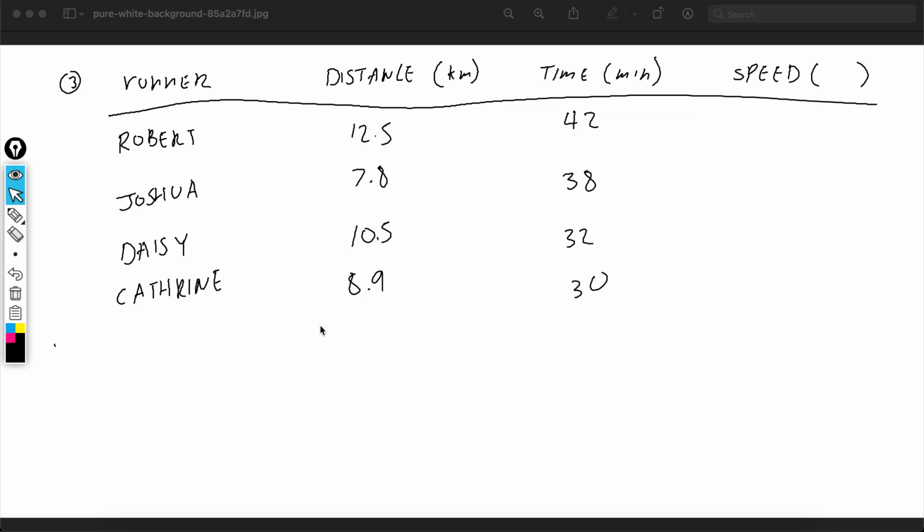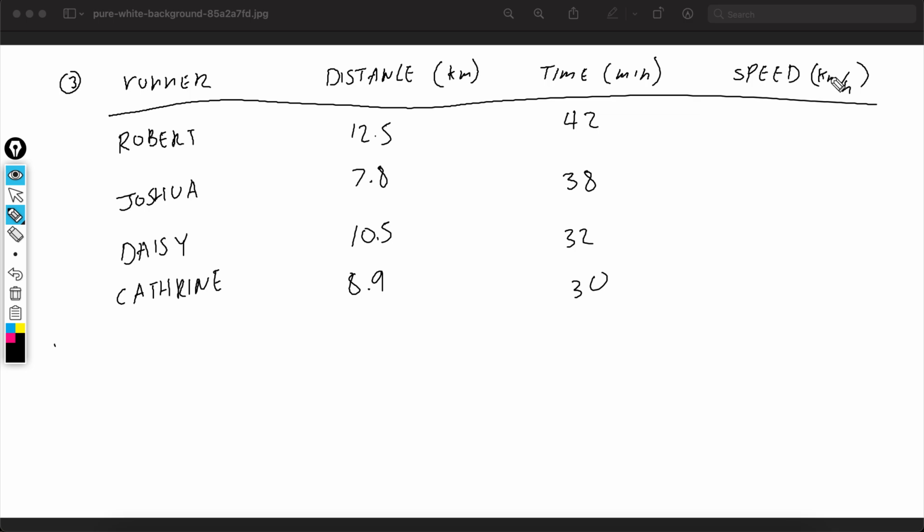So first things first, let's just think about our conversion factor. Obviously, they didn't tell us what speed's going to be in. So I can tell you right off the bat, we're going to do it in kilometers per hour, right? So kilometers, the distance, over, not minutes, but we're going to convert it to hours. The fastest way to do kilometers per minute would just be 12.5 divided by 42, 7.8 divided by the next time, and so forth. That would be kilometers per minute.